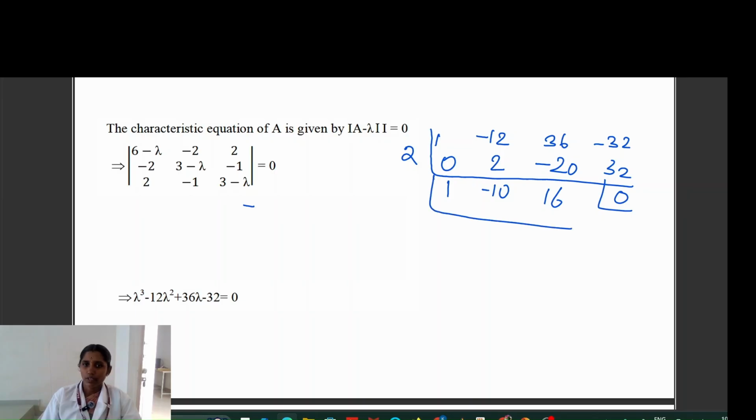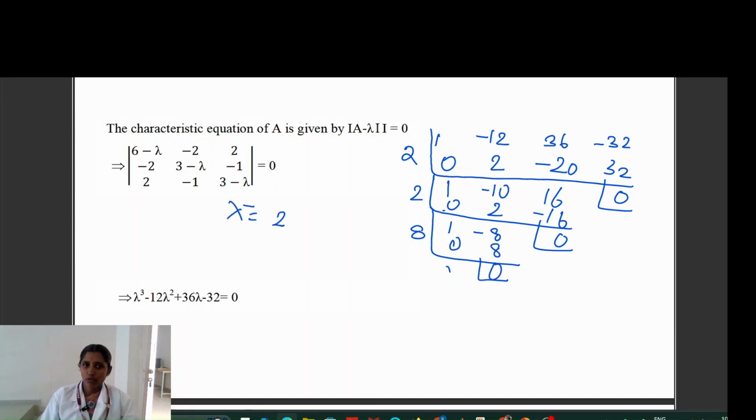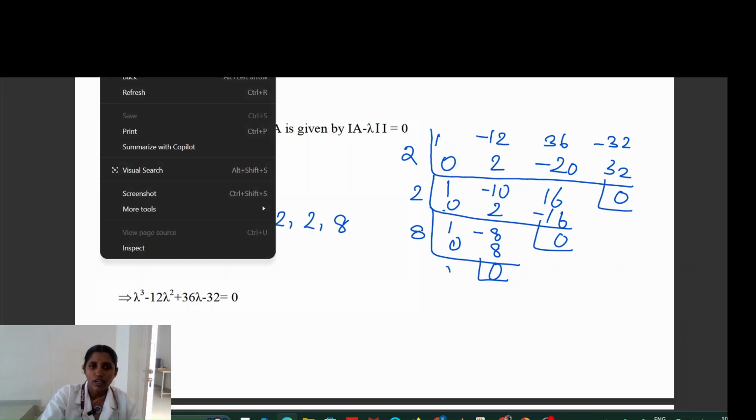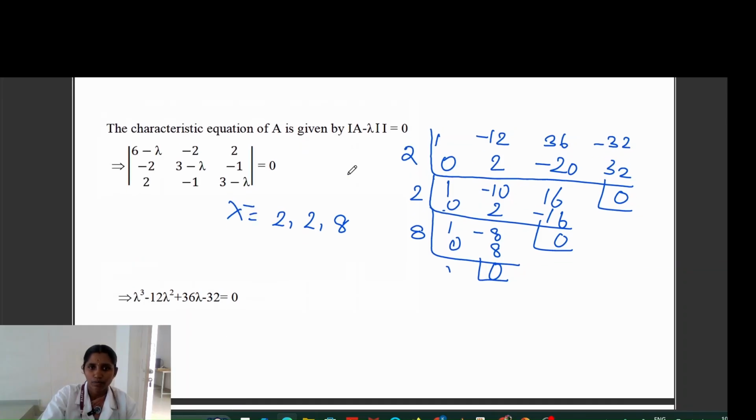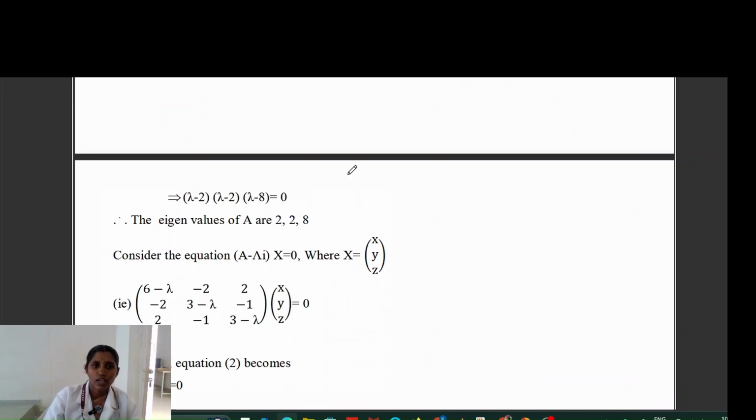Then again, using 2, 1 plus 0, 1. 1 into 2, 2, minus 10 plus 2, minus 8. Minus 8 into 2, minus 16, which is equal to 0. Again, we use 8. So 1 into 8 becomes 8. So 0. Here the eigenvalues are lambda equal to 2, 2, 8. These are the eigenvalues. By using these eigenvalues, we find the eigenvectors.